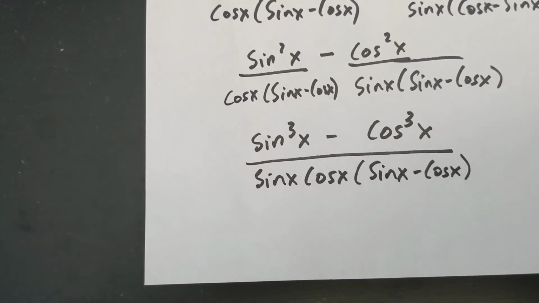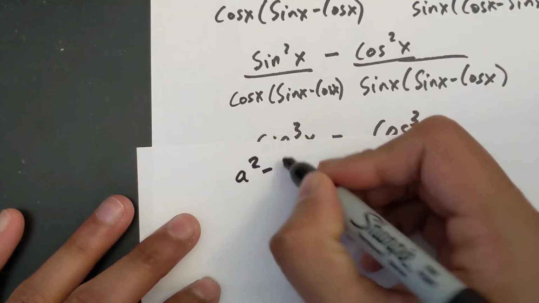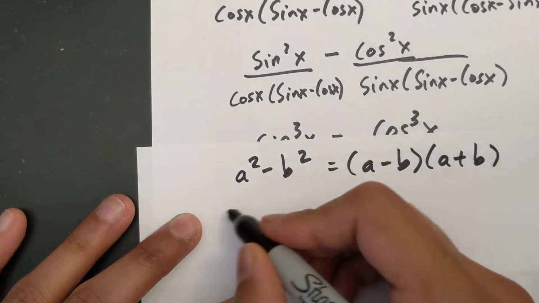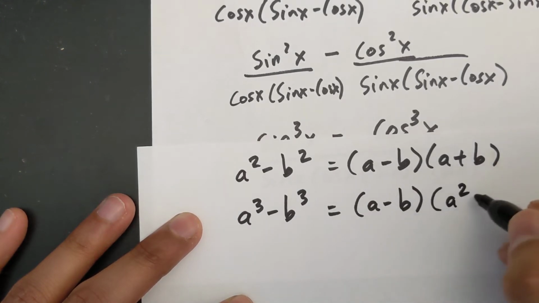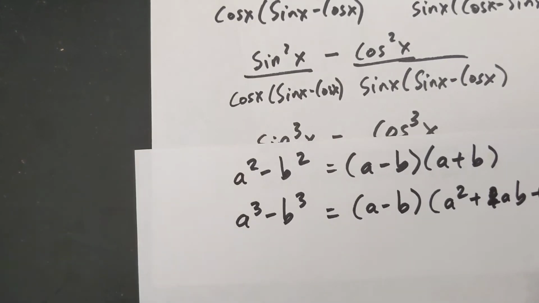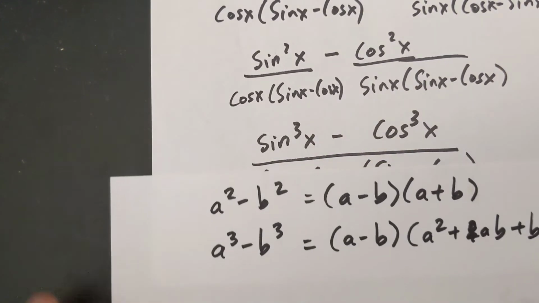Now if you look at the top over here, that's just difference of cubes. If you don't know what difference of cubes is, it's basically similar to difference of squares. So I'll show you difference of squares really quick. If I have a square minus b square, that's a minus b, a plus b. If I have a cubed minus b cubed, that's difference of cubes. It's a minus b, a square plus ab plus b square. So we're going to use this equation, difference of cubes, to continue the top over there.